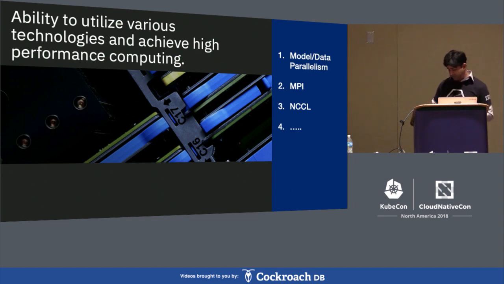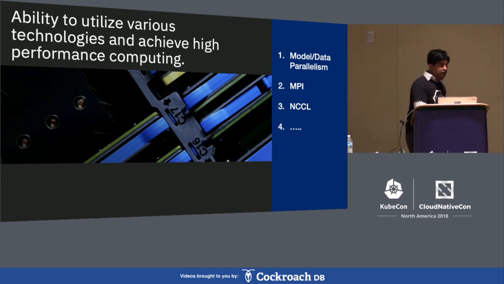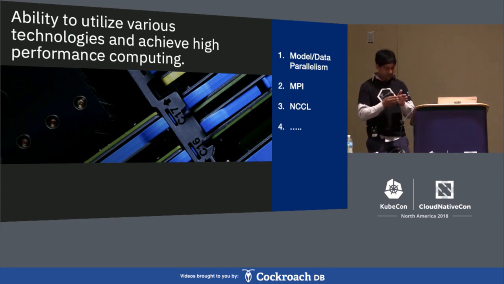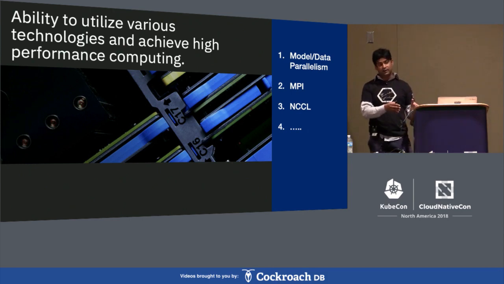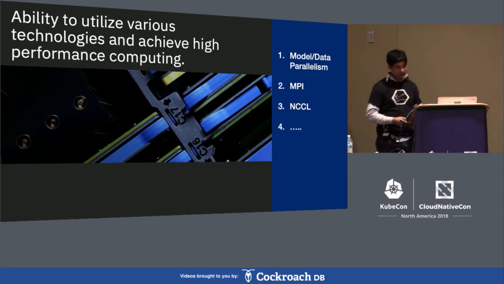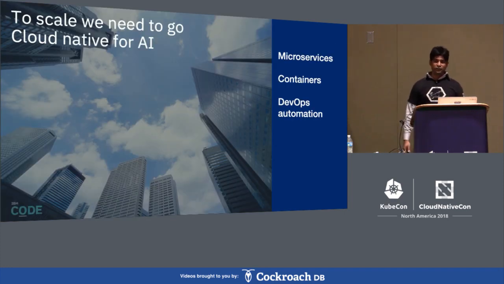So a lot of innovation is happening around different algorithms, around model parallelism, data parallelism, and at the hardware layer with MPI and NCCL, coming out of NVIDIA, essentially making sure that you're optimizing GPU to GPU communication, not only on a single machine, but across multiple machines. The best way to consume and leverage them is using cloud. So it's very clear that to scale, we need to go cloud native for AI.